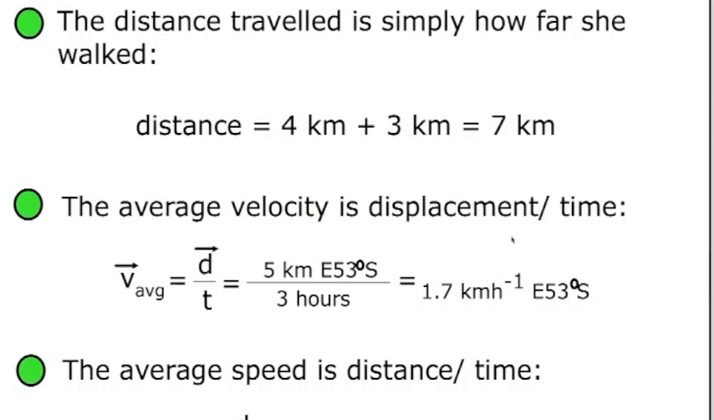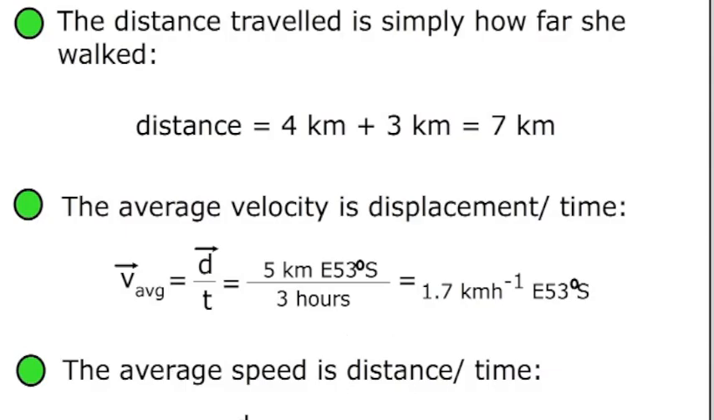The average velocity is displacement over time. So once we have the displacement and the distance, we can do average velocity. We can also do average speed. Average velocity is the displacement, so it's 5 kilometers, and we have a direction divided by 3. The 3 doesn't affect the direction, so we just get the same direction in the end.